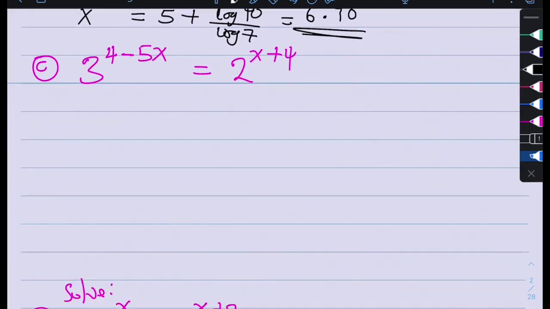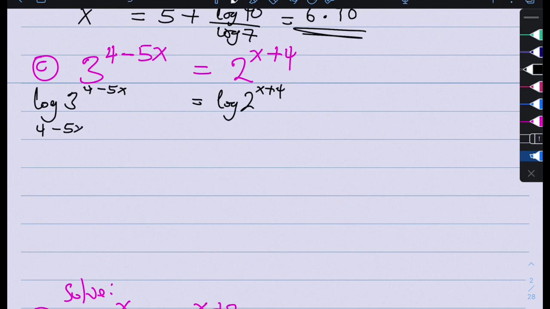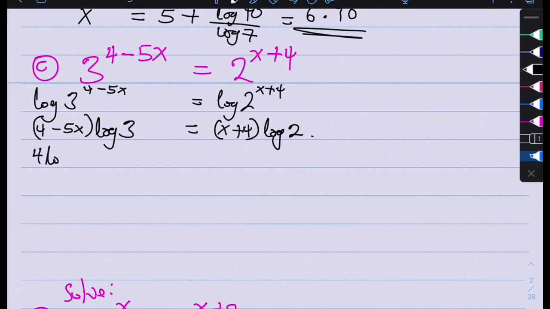Right, so let's solve this. We just have to take log of both sides, okay, like we've been doing. That means we have log 3 to the power 4 minus 5x is equal to log 2 to the power x plus 4, okay? So now we have 4 minus 5x, all right? Log 3 is equal to x plus 4 log 2, all right? Then you want to expand the bracket. You have 4 log 3 minus 5x log 3 is equal to x log 2 plus 4 log 2.